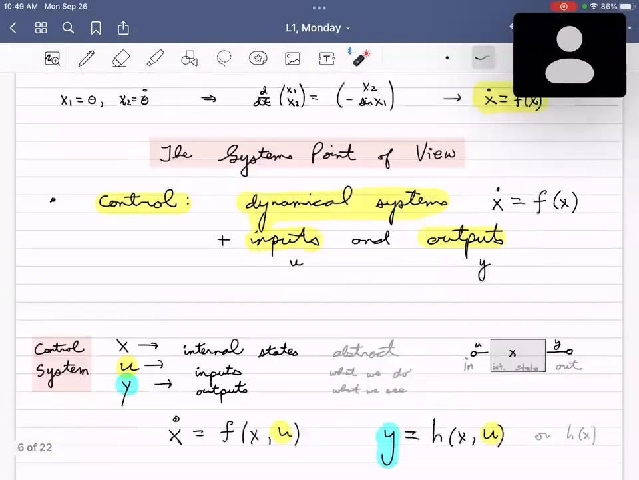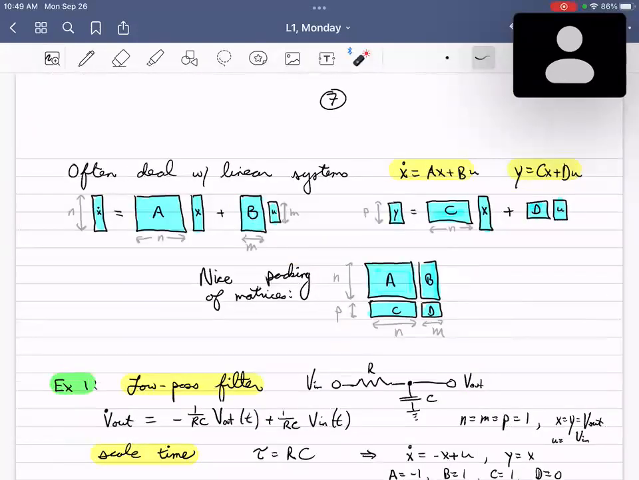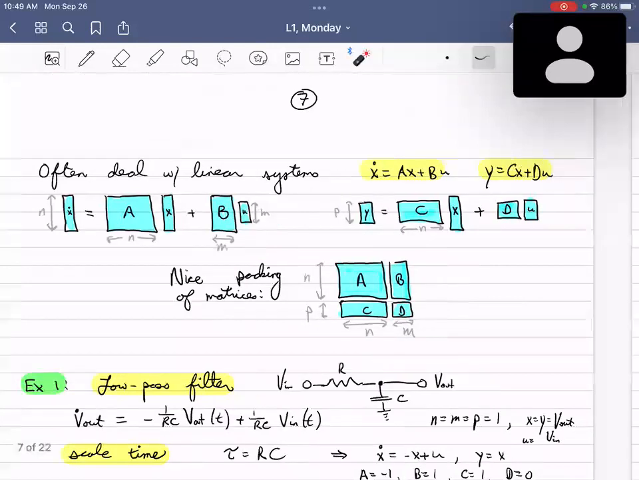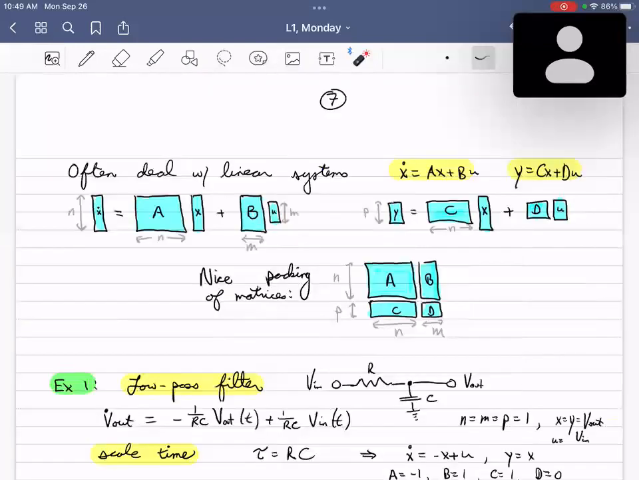Okay, so linear systems, as I said, we'll often be dealing with them. They have a form, you can put it as x dot equals ax plus bu. So the f of x is essentially being Taylor expanded. Maybe I should have put that first, but we'll get to that in a moment. So the first term is x. If we assume x equals zero is an equilibrium, then the first term would be ax.